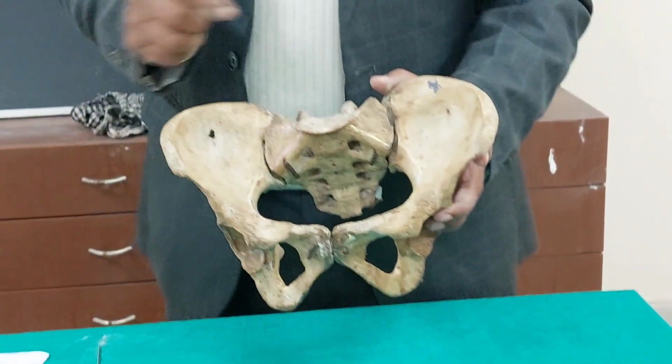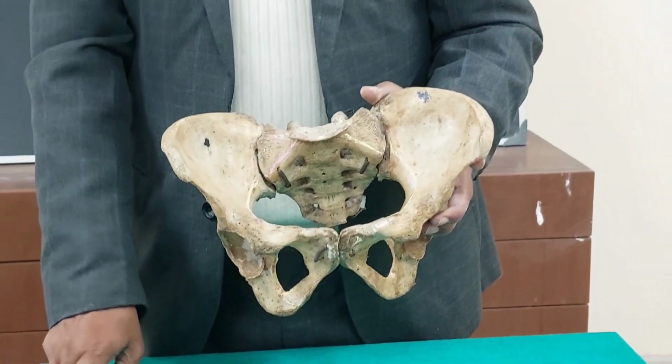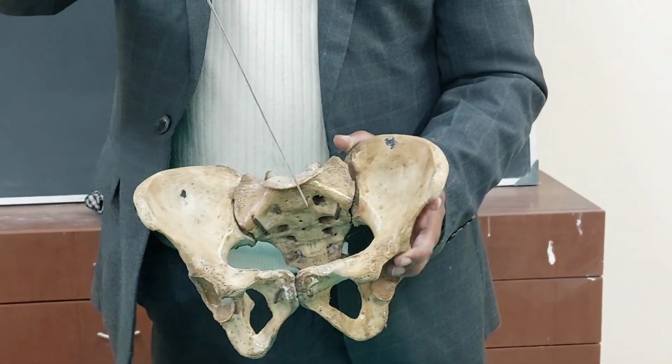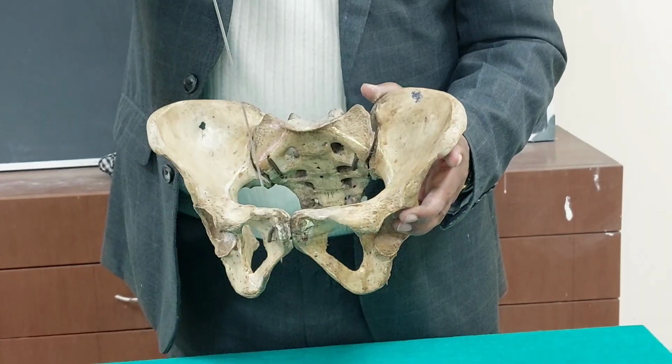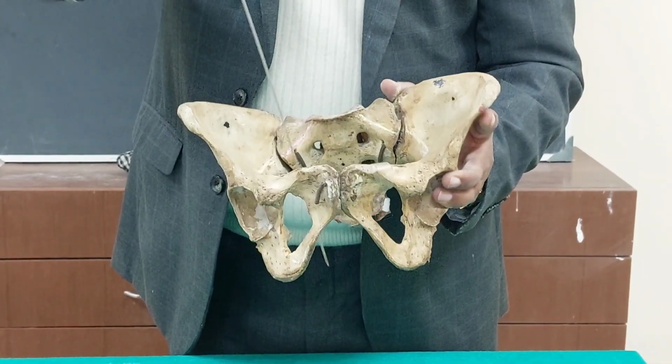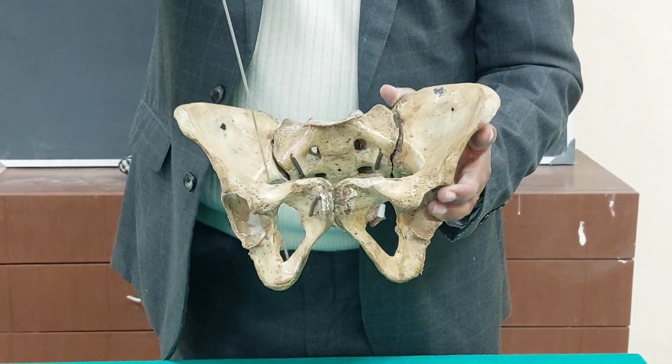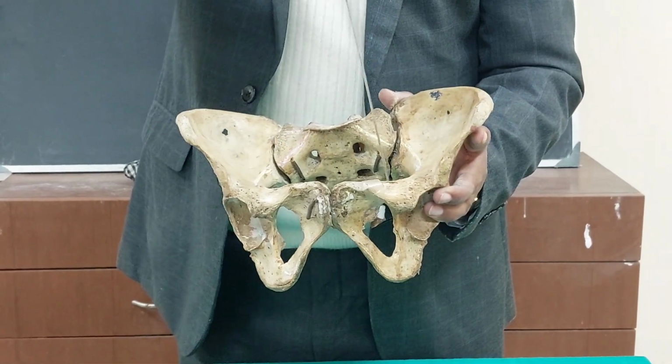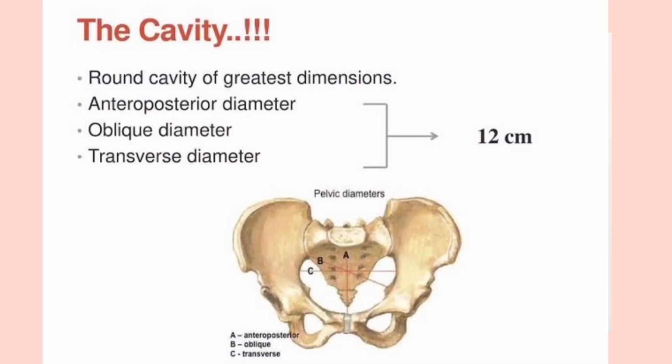So if I repeat the boundary of the pelvic cavity: anteriorly the body of the pubis, posteriorly the ventral surface of the sacrum and coccyx, and on each side the pelvic surface of the ilium and ischium. And here we can also measure the different diameters, like the anteroposterior diameter, the oblique diameter and the transverse diameter. How to measure the different diameters of the pelvic cavity?